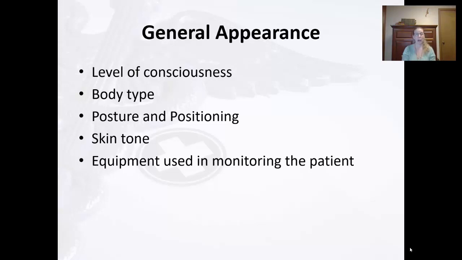If the patient is sweating and red, if the patient is pale, that could mean that they don't have good circulation.